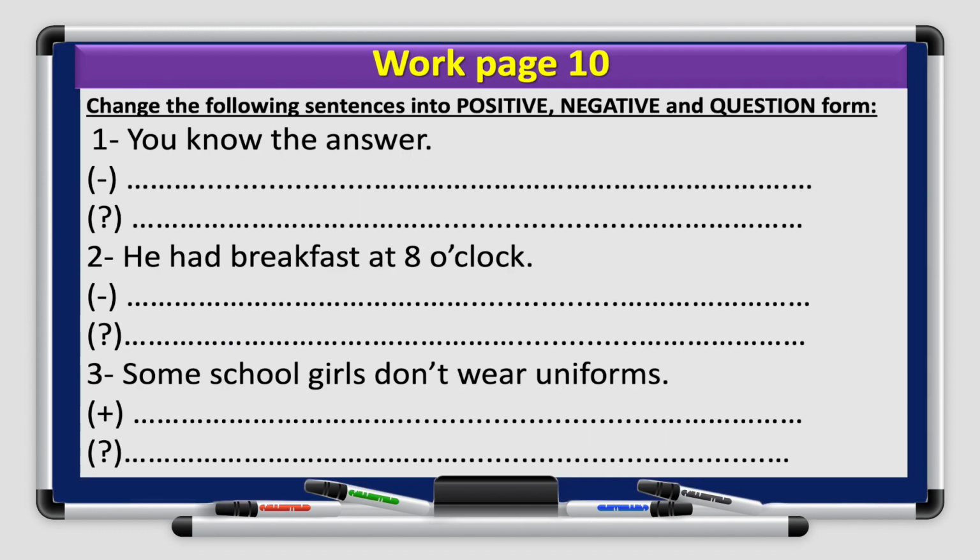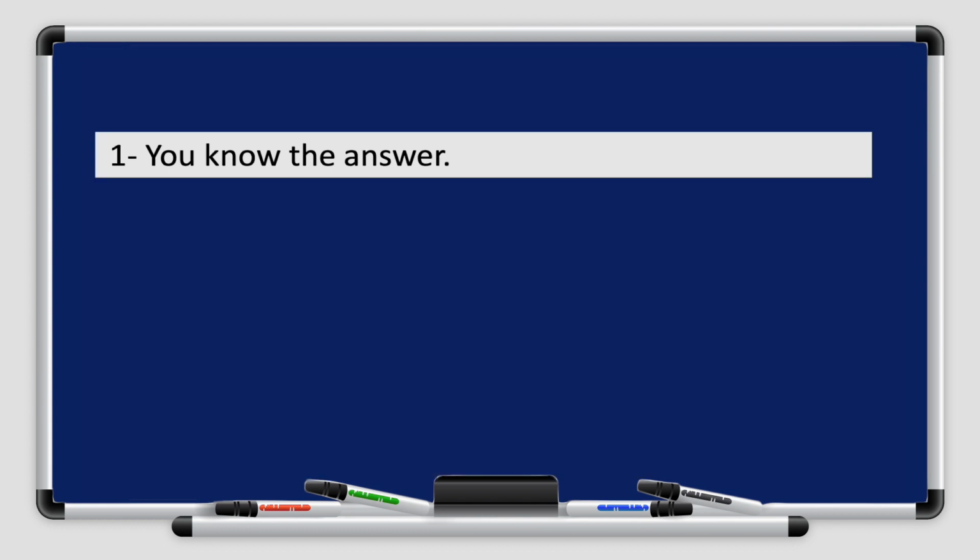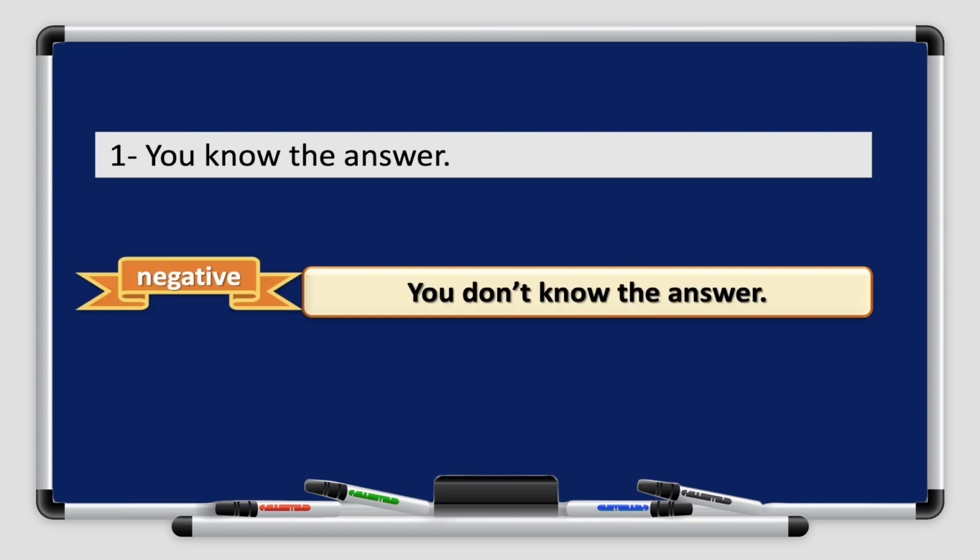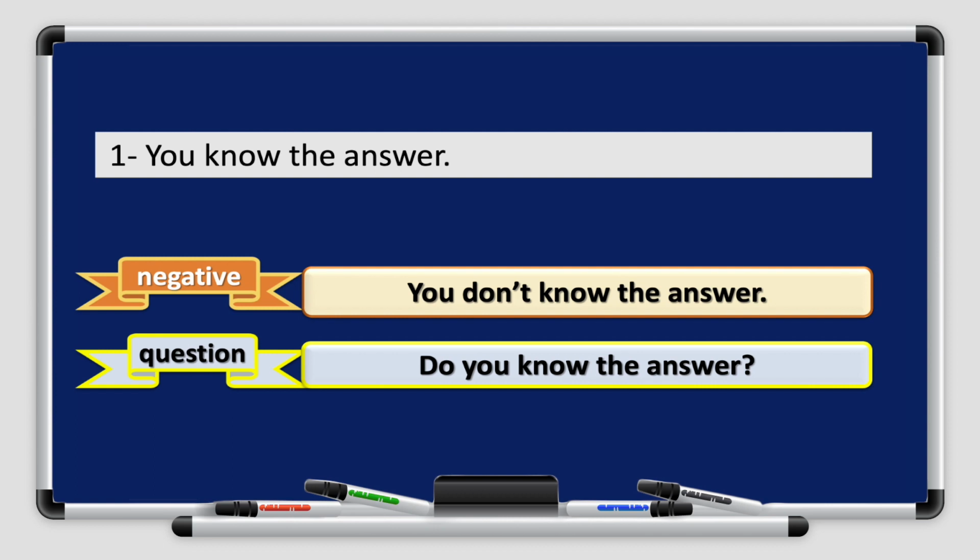Let's look at another task that you can find in your workbook, page 10. The task tells you to change the following sentences into positive, negative, or a question form. Let's start with number 1. You know the answer. How can I create a negative statement here? So, you don't know the answer. I added don't. What about if I want to ask a question? I start with, do you know the answer?